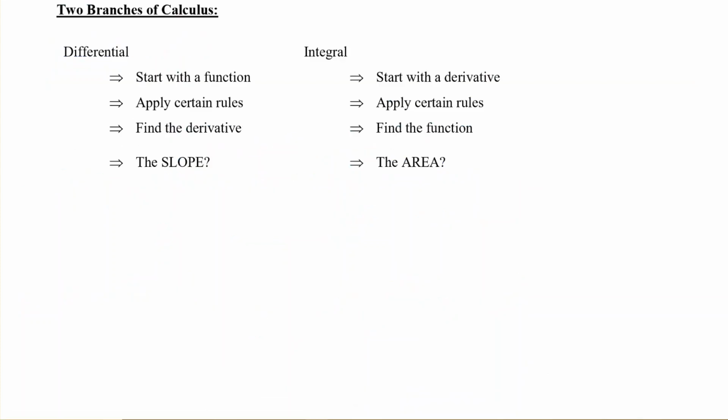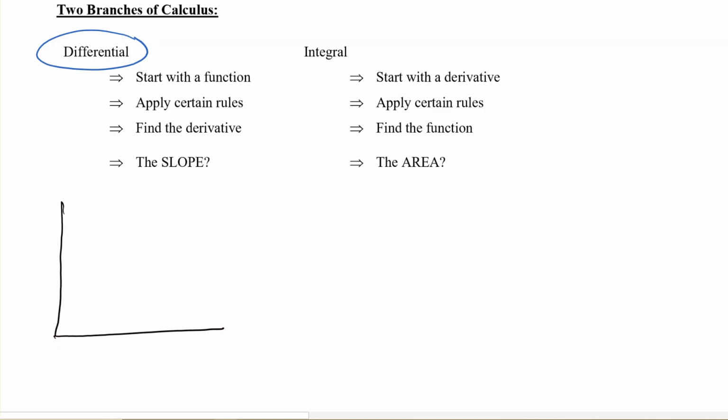So, in summary, there are two branches of calculus. The first one is differential calculus, where we start with a function, we apply some rules, and we find the derivative. And what does the derivative tell us? It tells us about the slope of the function. If you have a function like this, the derivative is the slope of the function at a certain point. So this is our derivative, the slope of the function f(x).